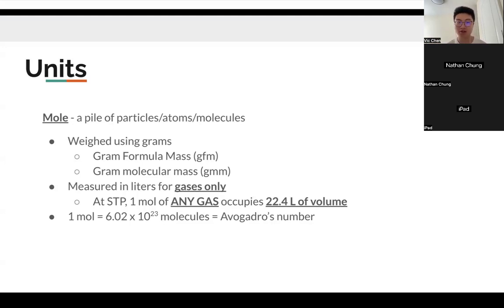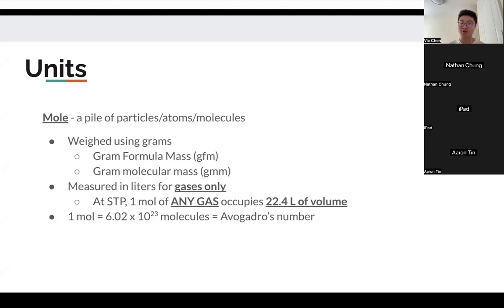This represents the amount of grams of a mole of a certain substance, a certain element, a certain compound, a certain molecule. Now, the volume of a mole of a certain substance can also be measured in liters, but that is for gases only. And at STP, which is standard temperature and pressure, 1 mole of any gas is 22.4 liters of volume. I will elaborate later on specifically on what STP means.